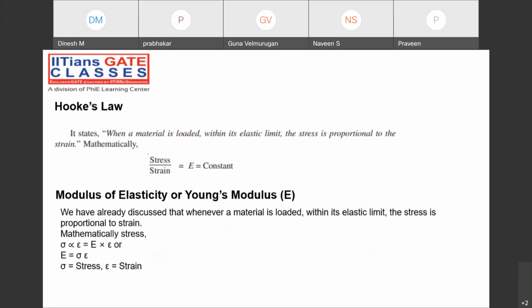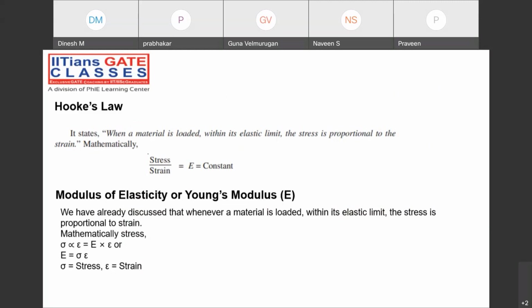Note on Hooke's law. What do you mean by Hooke's law, guys? Can any one of you please elaborate this particular Hooke's law? And where it is valid, till which point is this Hooke's law valid? That is the next question.